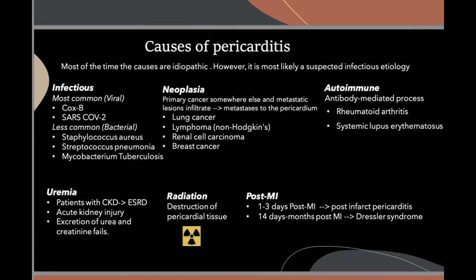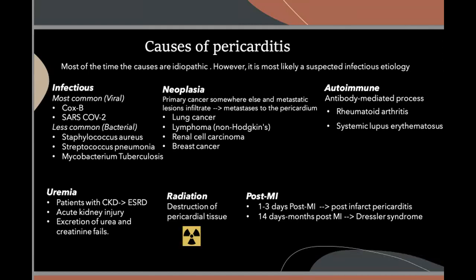So the most common viruses will be Coxsackie B virus, and the very recent one that we had, SARS-CoV-2. The least common infectious cause will be bacterial, and that is Staphylococcus aureus and Streptococcus pneumoniae, as well as Mycobacterium tuberculosis. But don't forget that Mycobacterium tuberculosis will come later on, and that will be the most common cause for our constrictive pericarditis, the chronic one.